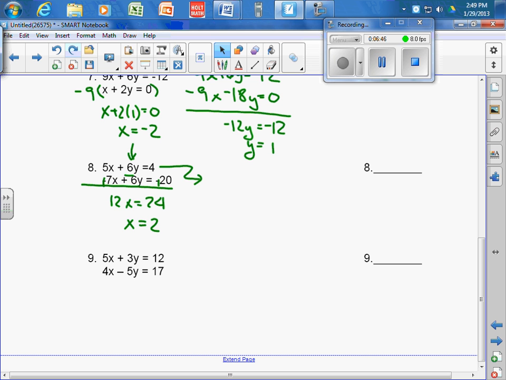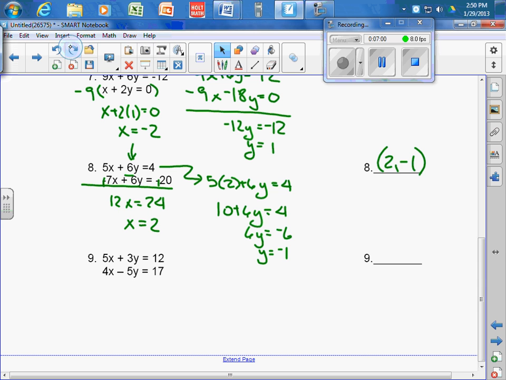Put that x equals 2 back into the top equation. You'll have 5 times 2 plus 6y is equal to 4. 10 plus 6y is equal to 4. Subtract the 10 from both sides, you get -6y equals -6, y equals -1. So the point is 2, -1.